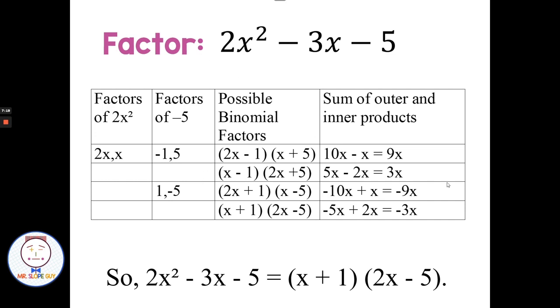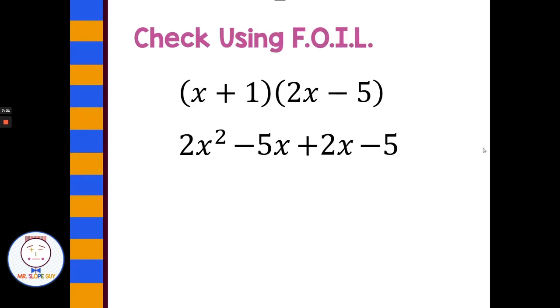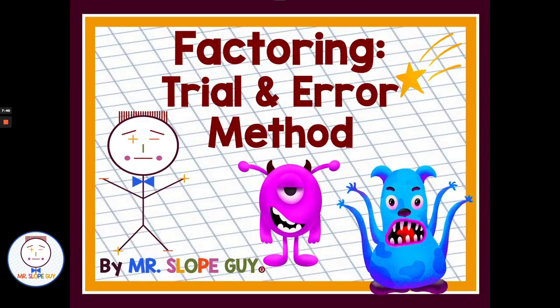And it still worked out great. Some people are not really big into the table part, but you really need a method of being able to list all the factors of the first term, list all the factors of the last term, and try your combinations until they work out. And if we did FOIL, FOIL worked great. Got back to the original problem of 2x squared minus 3x minus 5.